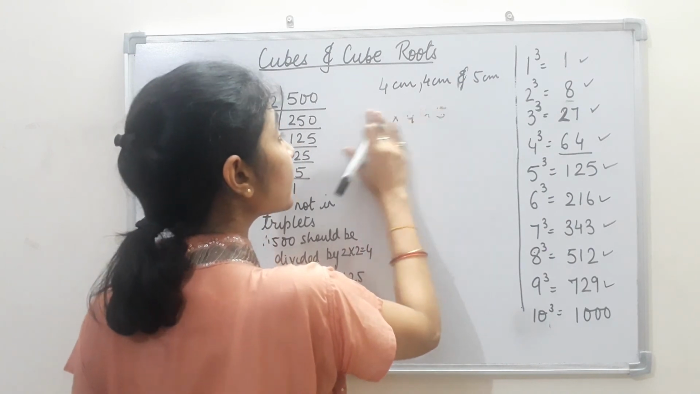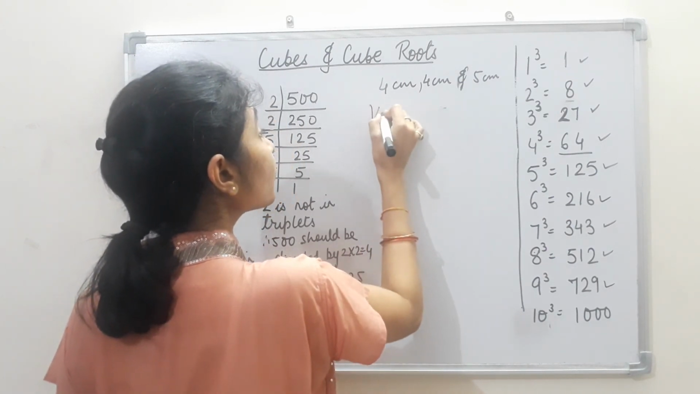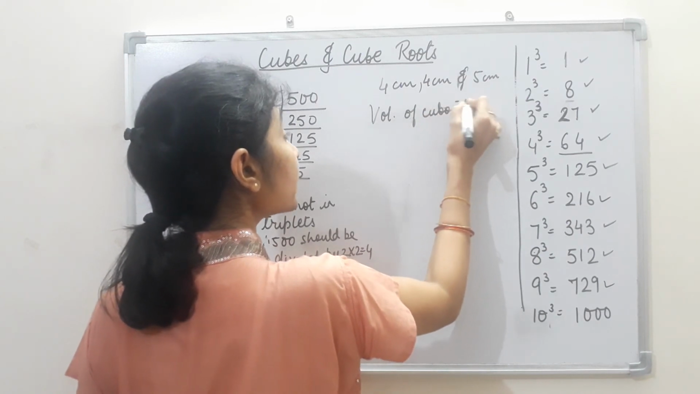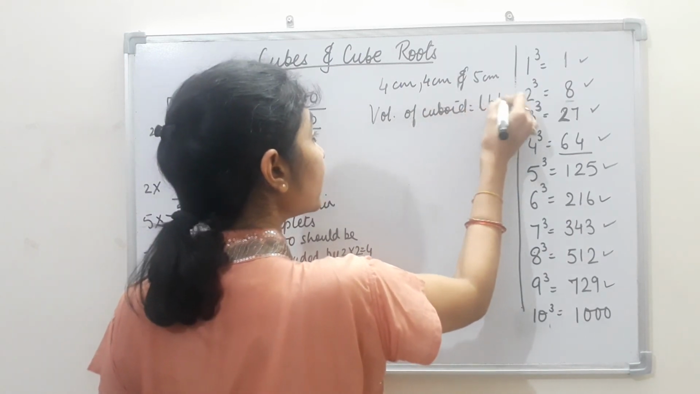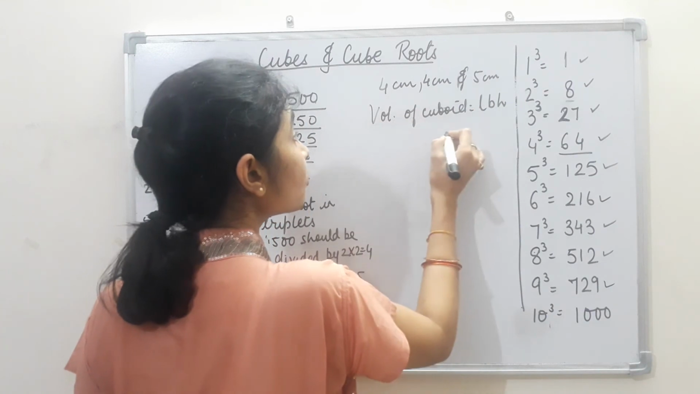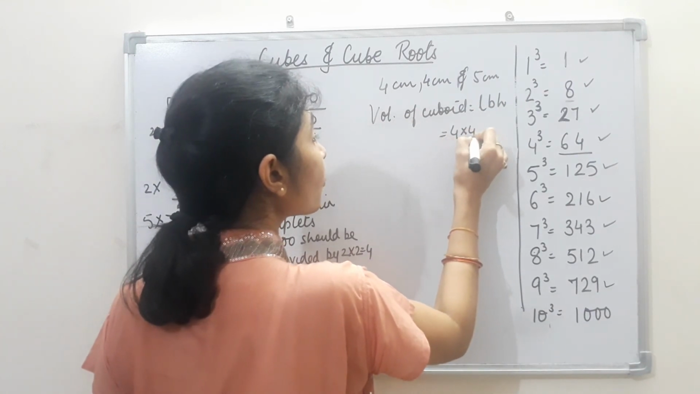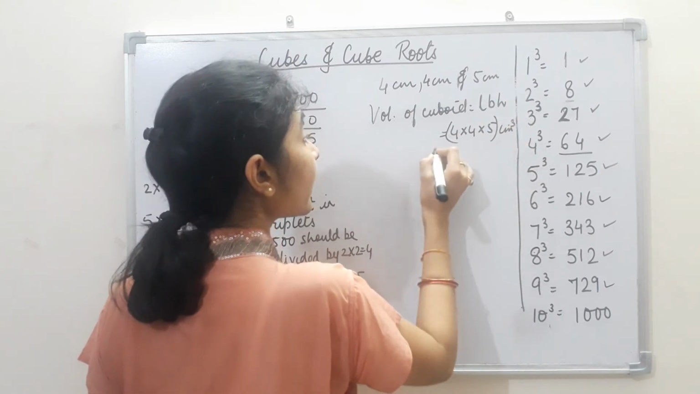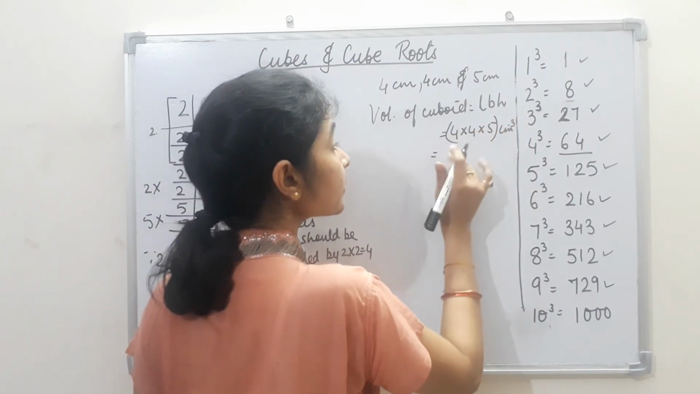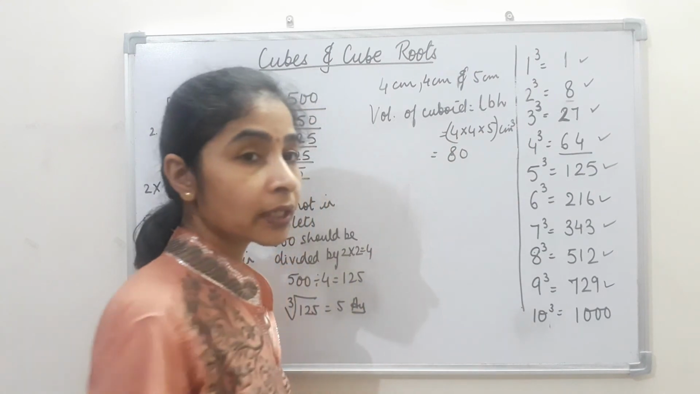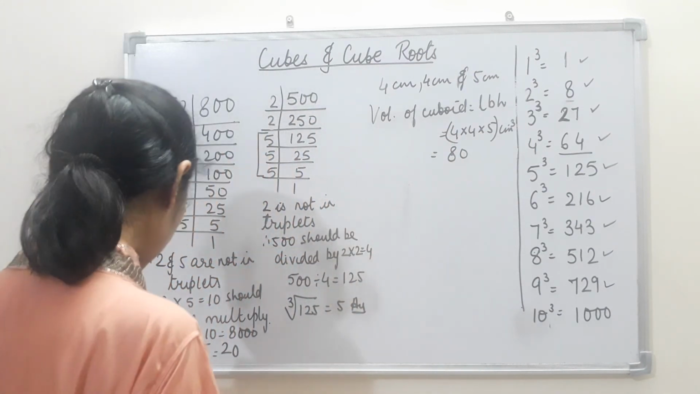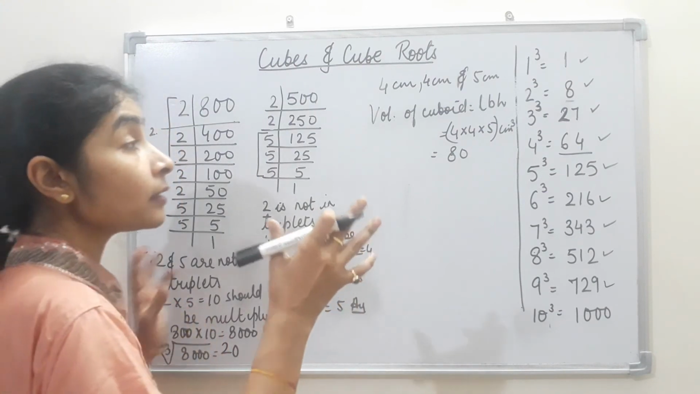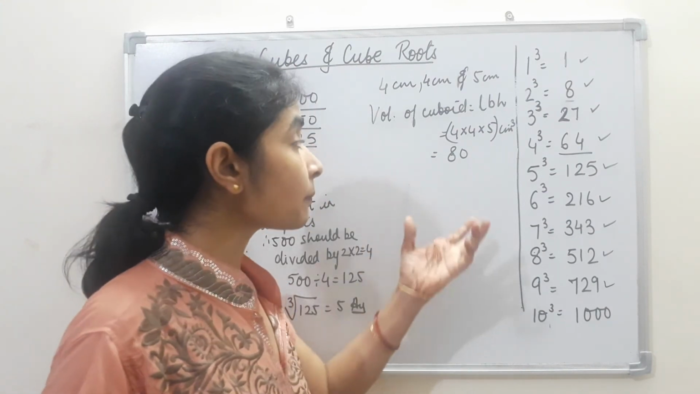Let us write the formula. Volume of cuboid is equal to L into B into H. So volume of this cuboid is 4 into 4 into 5 cubic centimeter. And that is equal to 4 4s are 16 and 16 5s are 80. That is equal to 80. Now we need to find how many such cuboids should be joined together to make it a perfect cube.